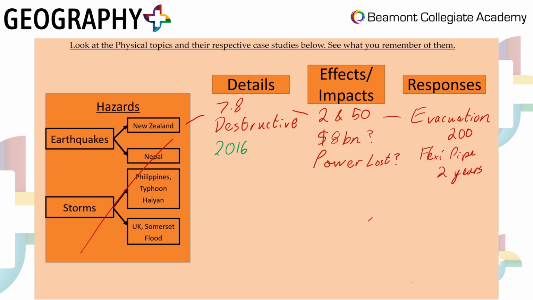In terms of effects and impacts, it was actually $8.5 billion that were lost. And ultimately, it wasn't that power was lost, but rather that power was cut off to make sure that more people were safe and that some of the gas pipes and the electric pipes weren't still live and causing a danger to potential survivors. In terms of the responses, this first evacuation happened within 24 hours, and the flexi pipe was for water.